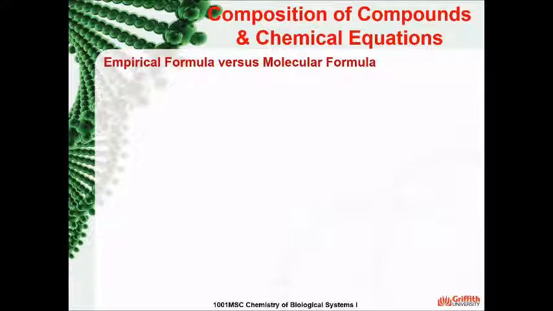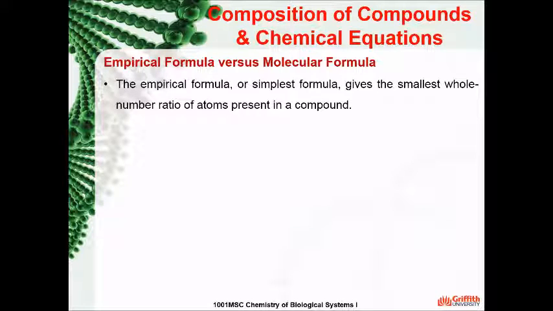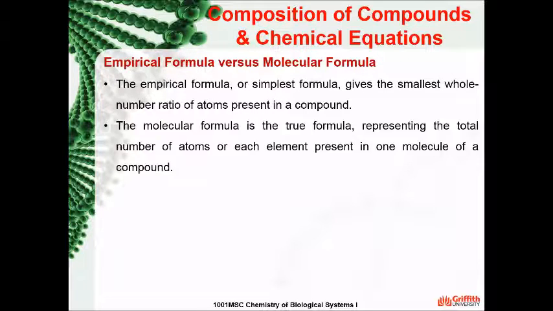To do similar questions like this, we need to discuss the empirical formula and molecular formula concepts. The empirical formula provides the smallest ratio of atoms present in a compound. On the other hand, the molecular formula is the true formula, representing the total number of atoms of each element present in one molecule of a compound.